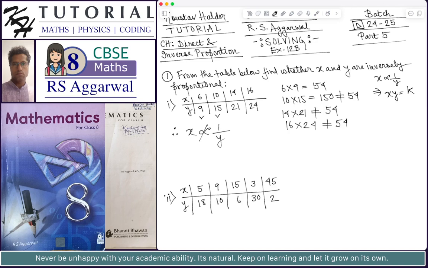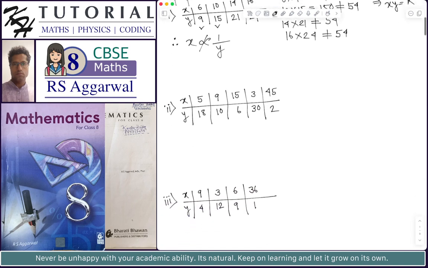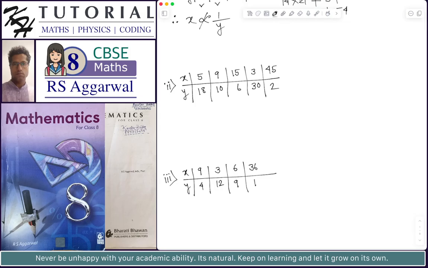Okay, let's see the second table. The concept is the same. We will find the product of all the corresponding values, and then we will see if the product is coming out to be equal or not. So for the first corresponding values, the product is 5 multiplied by 18, which is equal to 90. Now for these corresponding values, the product of the quantities x and y, 9 into 10, is also coming out to be 90. So far so good.